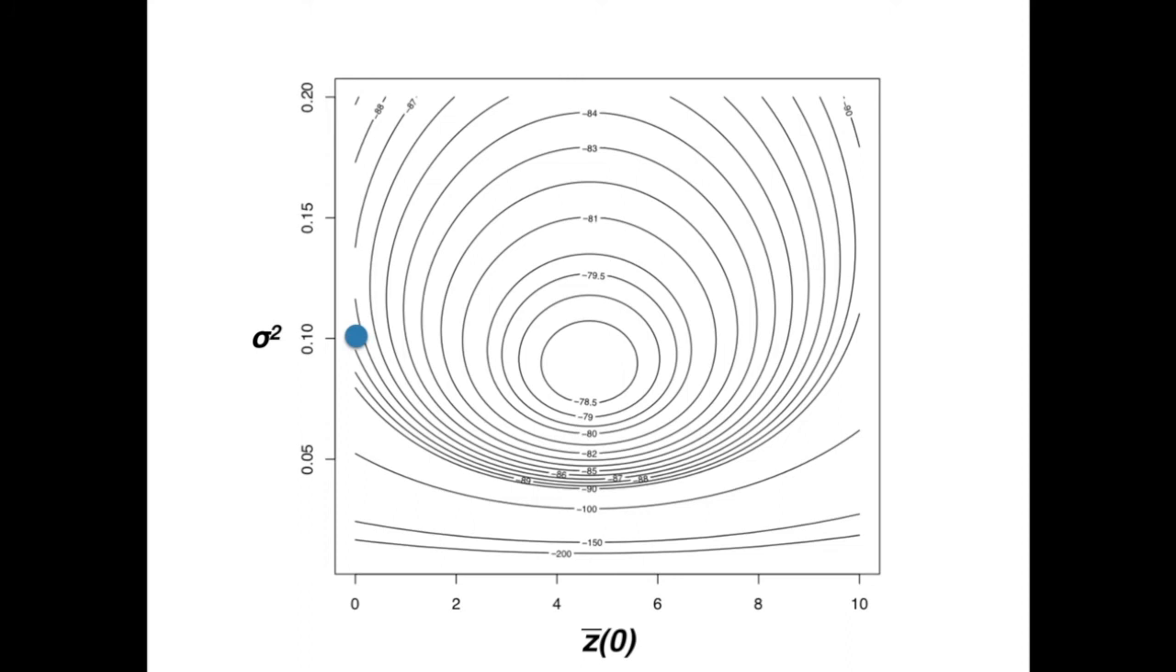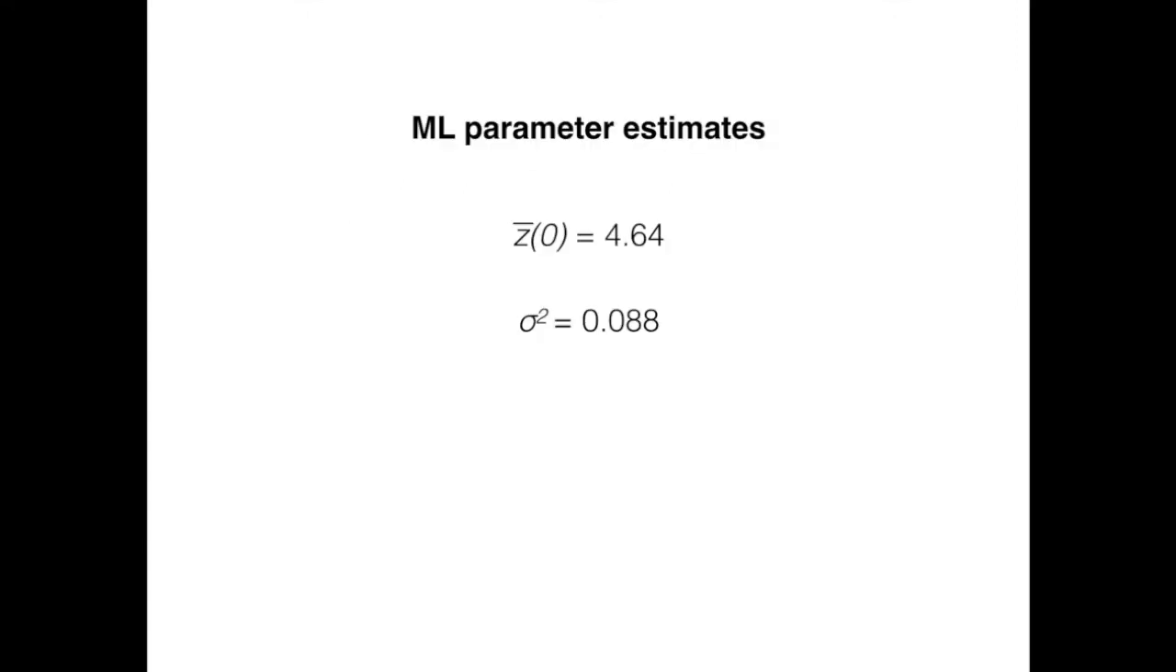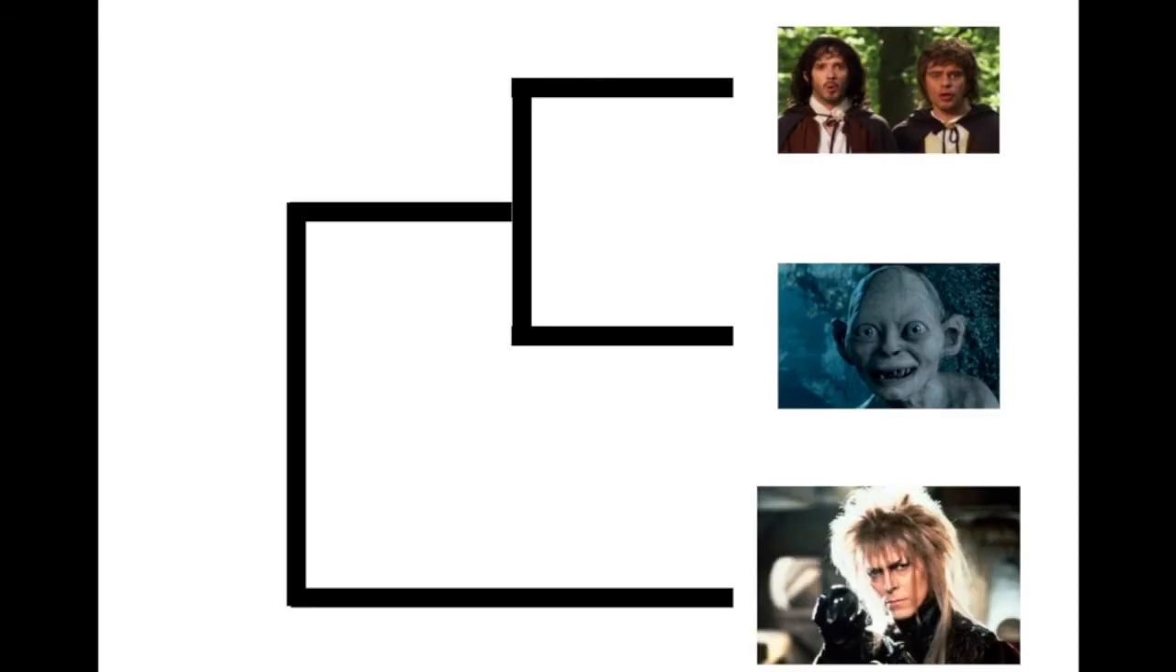The computer algorithm that maximizes the likelihood then tries a few points around that blue dot, decides which direction is uphill on our likelihood surface, and moves to a new point and another point, hopefully getting closer and closer to the optimum each time, until we arrive at the peak in our likelihood surface right here. And in this case, that peak gives us our maximum likelihood model parameter estimates, z bar 0 of 4.64 and sigma squared of 0.088.